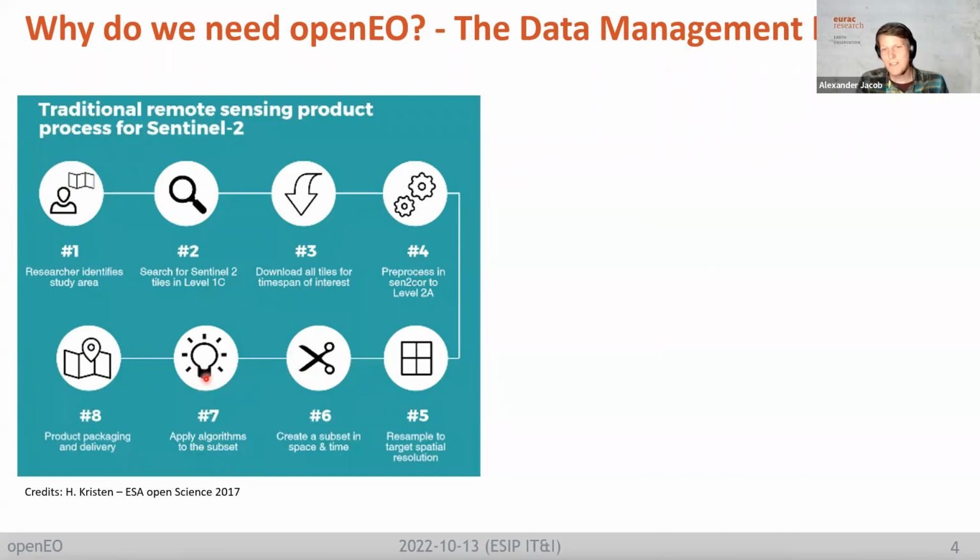Finally, in point number 7 is where you start to do the actual work that you wanted to do, the kind of analysis that you want to carry out. And finally, the product packaging and delivery: creating a map or deriving any other kind of visualization from the information that you want to extract.